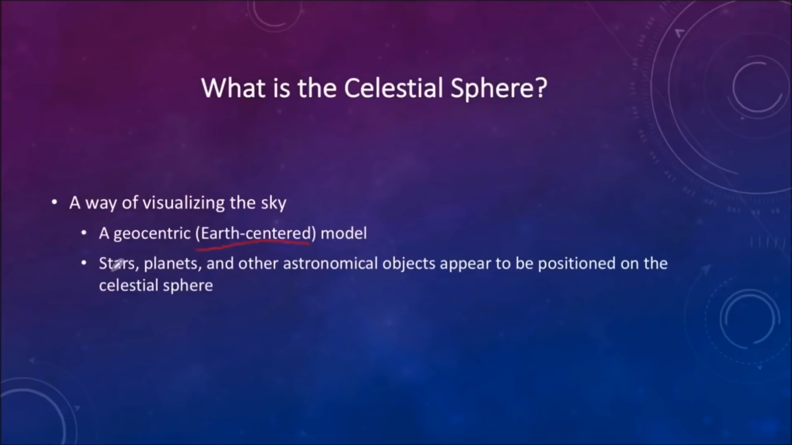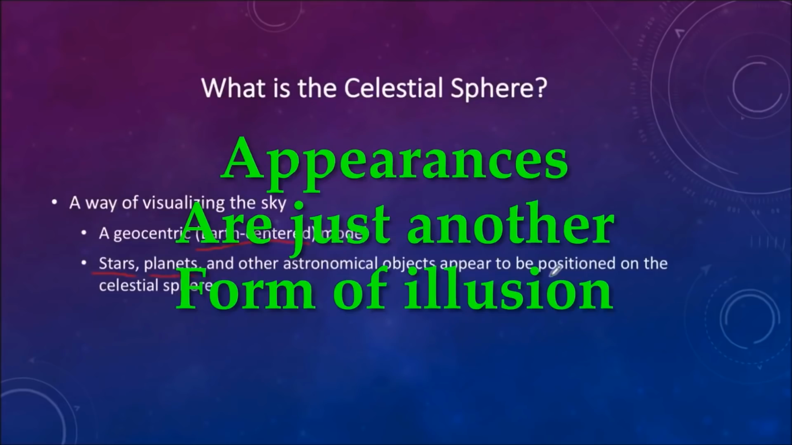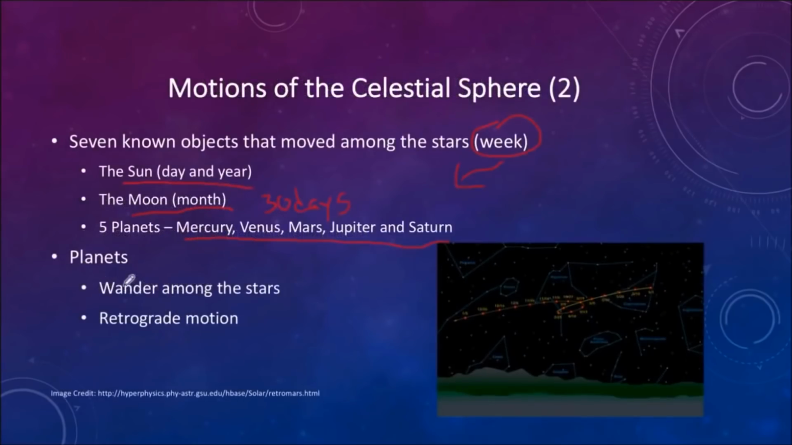And all of the stars, all of the planets, all of the other objects that we see, things like galaxies, all appear to be positioned at various points on the celestial sphere. The name planet comes from wanderer, so they are wanderers. They wandered among the stars and moved through the stars. So in the image here, you can see that the planet is moving through Capricorn and then moves into Aquarius. It makes a little loop and then it comes back and heads into Pisces.